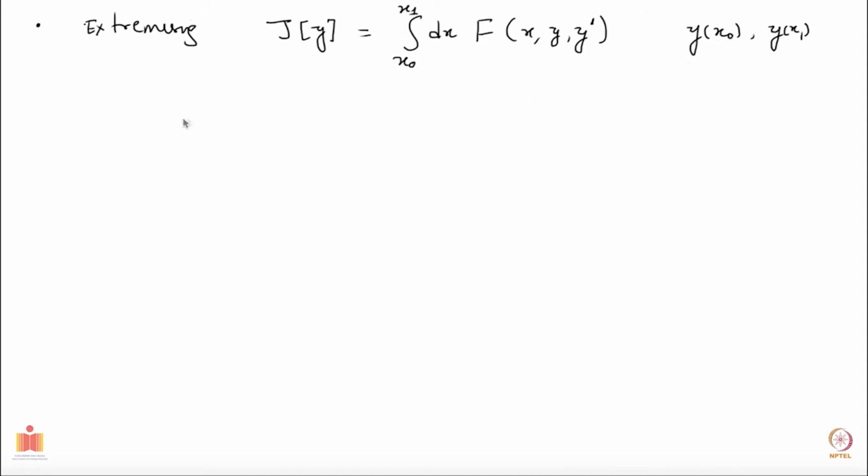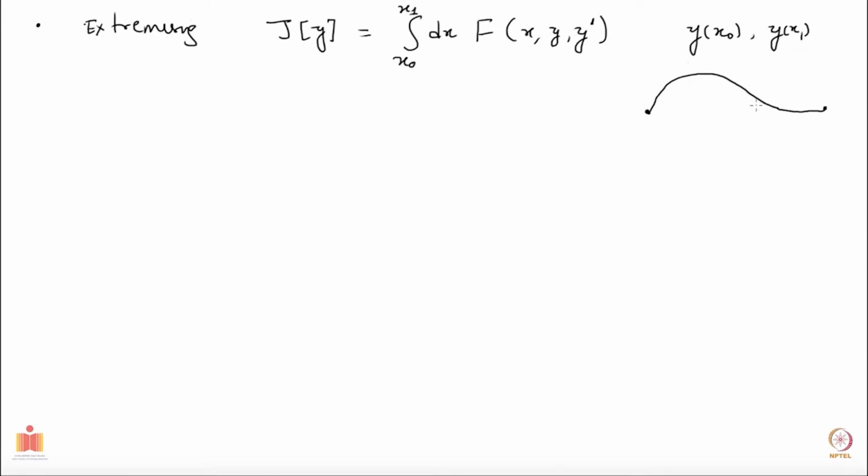Okay, so let's say here is x0 and there is x1, and I'm looking at some y of x. So the value here and the value there is not allowed to change. So that's the thing. Now let's see. Our goal is to find out the y which will extremize this.